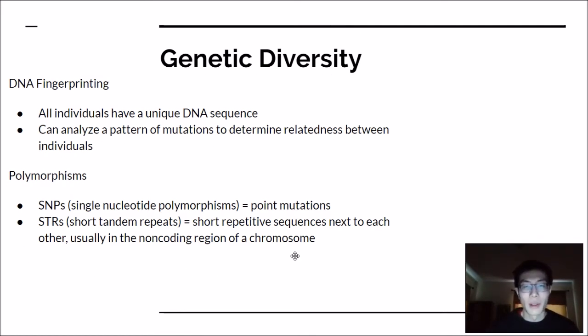So we often will look at things such as polymorphism. A SNP, or single nucleotide polymorphism, is basically a point mutation variation in certain spots in the genome. We can also have STRs, which are short tandem repeats, and STRs are basically repetitive sequences next to each other, oftentimes in a non-coding region of a chromosome. So genetic diversity is definitely present in individuals, and we can definitely use modern technology to figure out some of that genetic diversity through various methodologies.